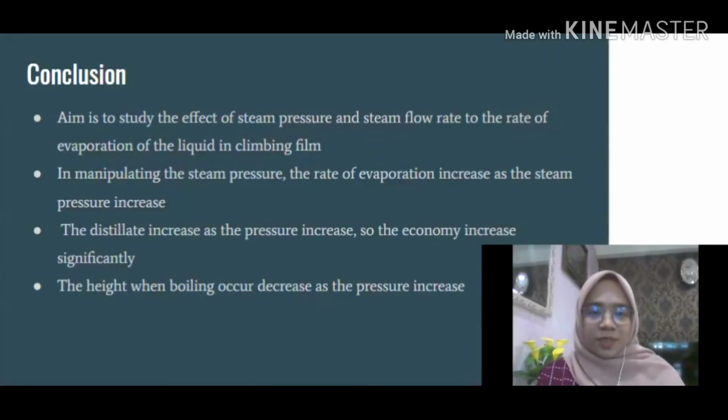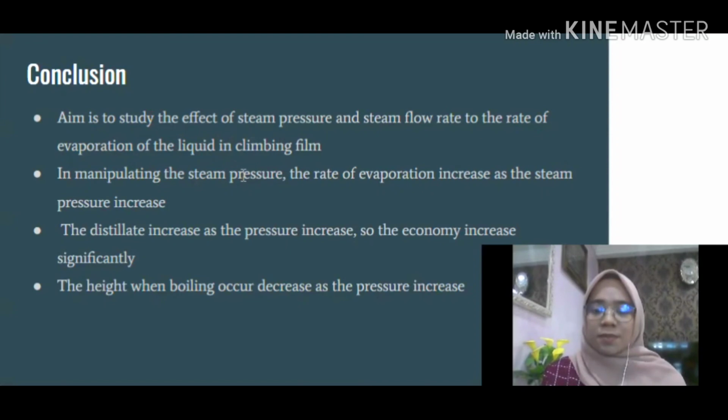Hi doctor, my name is Nurain Zuhaira binti Zulkifli and I'm going to explain my part, which is the conclusion for this experiment. First, the aim of our experiment is to study the effect of steam pressure and steam flow rate on the rate of evaporation of the liquid in the climbing film evaporator.